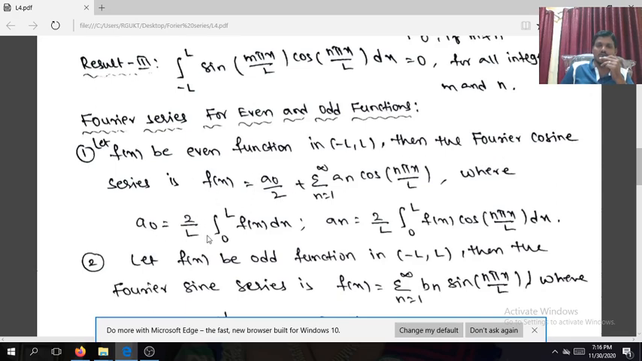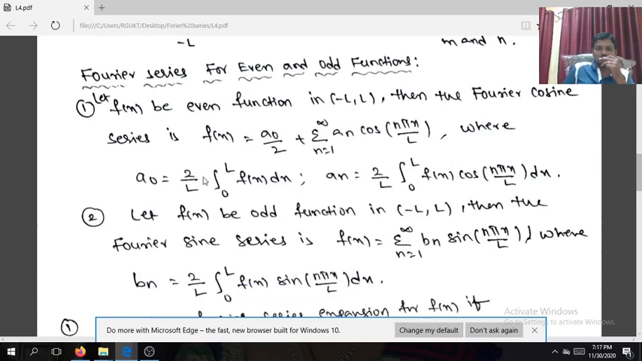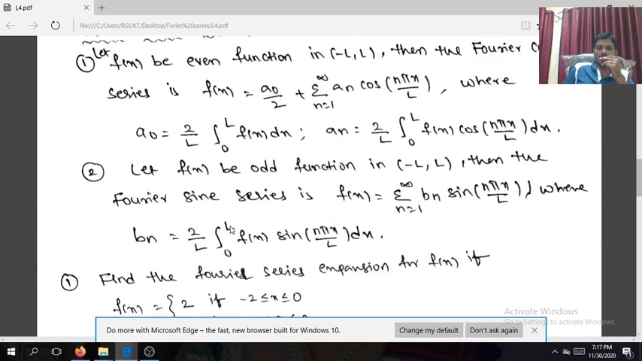Where a naught is equal to 2 by L integral 0 to L f of x dx. Instead of 2 by pi, here it is 2 by L, and 0 to L instead of 0 to pi. And a n is 2 by L integral 0 to L f of x into cos n pi x divided by L dx. If f of x is an odd function in minus L comma L, then the Fourier sine series expansion of f of x in the interval minus L comma L is given by f of x equals summation n equals 1 to infinity b n sin n pi x divided by L, where b n is equal to 2 by L integral 0 to L f of x into sin n pi x divided by L dx.